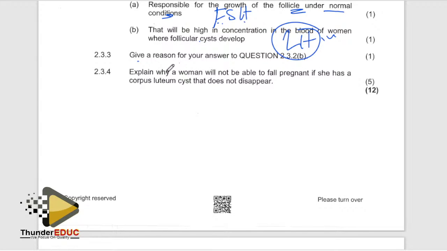Explain why a woman will not be able to fall pregnant if she has corpus luteum cysts that continue, not disappearing. Hey guys, it's 5 marks.